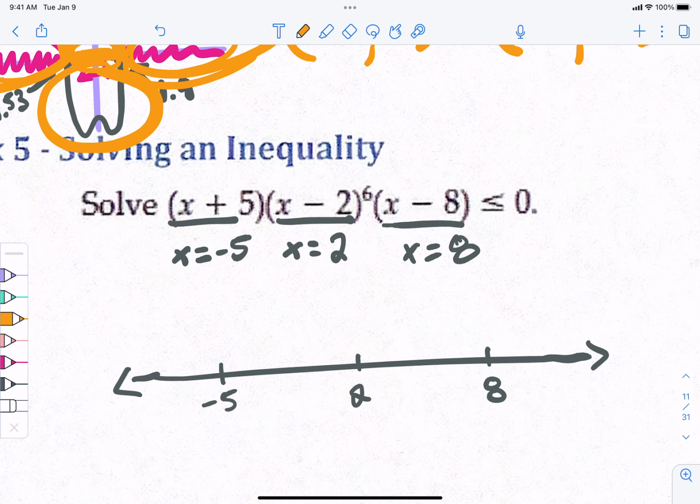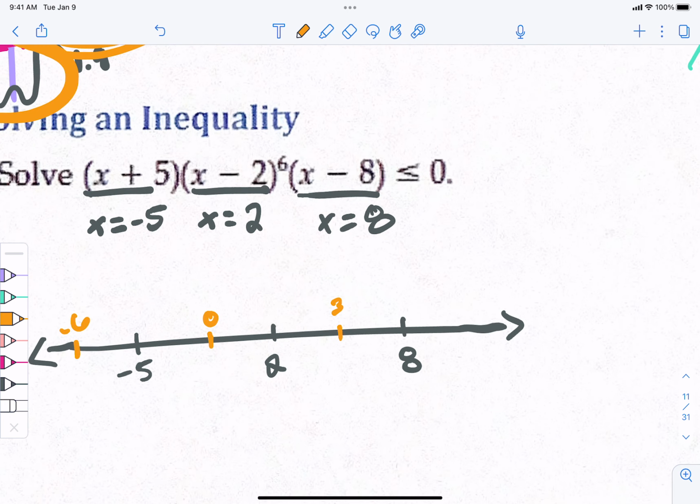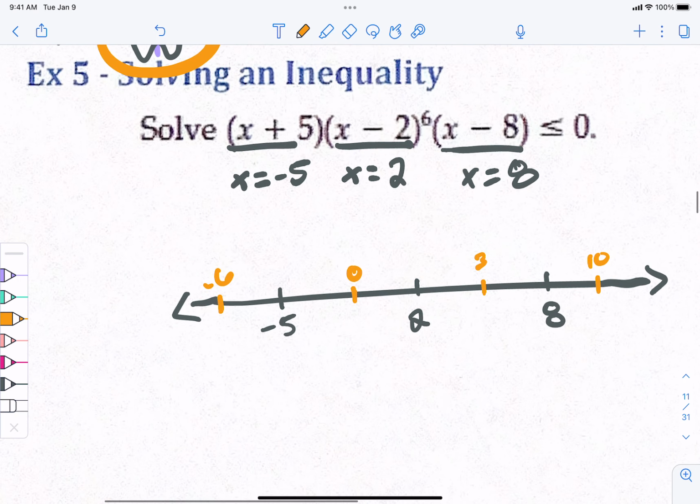So on the left side, what would you like to test there? Negative 6, sure. What about negative 5 to 2? 0. You could test negative 3, but let's make it easy on ourselves. 0. What between 2 and 8? 3, sure, it doesn't matter. And 8 to infinity? 10. Let's test 10. All right, so let's do those.